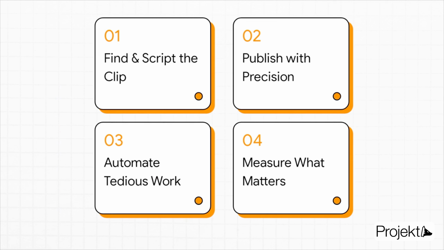So today, we're going to take a tour of all 5 stages of this assembly line. First up, how to find and script the absolute perfect clip. Then how to publish it with precision. After that, we'll get into automating the tedious work so you can scale up. And finally, how to measure what actually matters and turn all that data into even smarter videos.